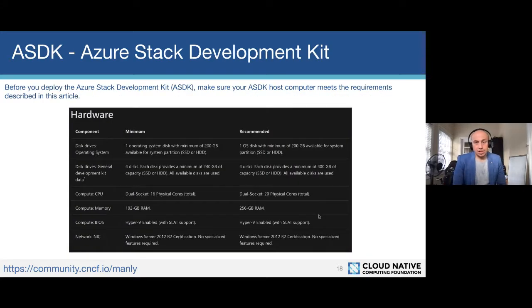And this is the development kit I was talking about. They call it ASDK. They have pretty big requirements that you need for this. The minimum is, disk drives, that doesn't really matter, but what does matter is a 16 physical core CPU and 192 gig of RAM.